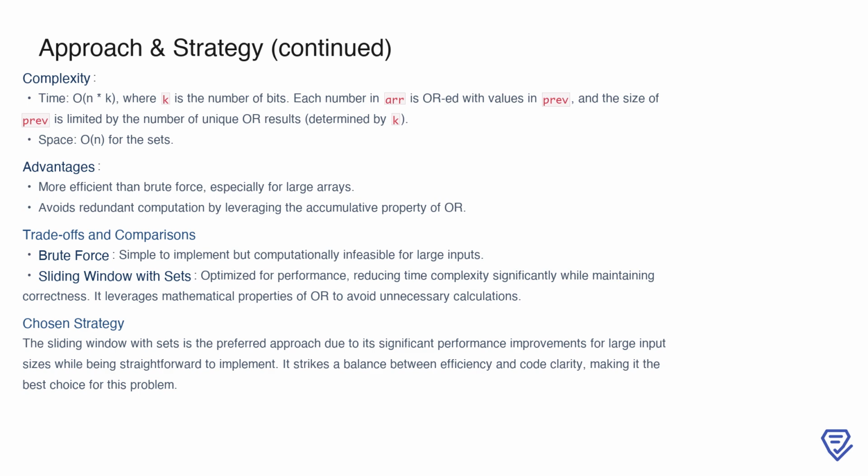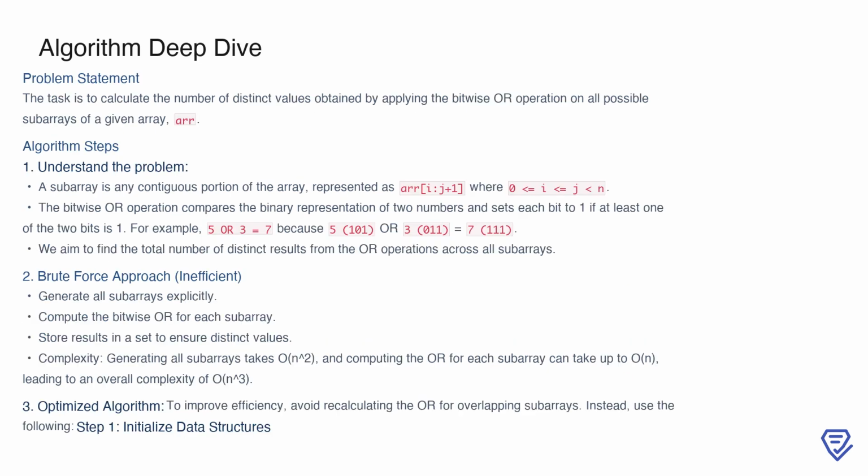for solving this problem. In this problem, we need to determine the number of distinct values obtained by applying the bitwise OR operation on all possible subarrays of a given array. To break this down, a subarray is any contiguous portion of the array, such as arr[i..j], where i and j are valid indices.